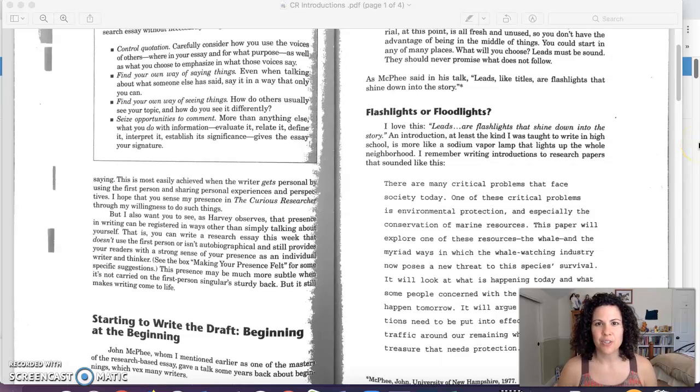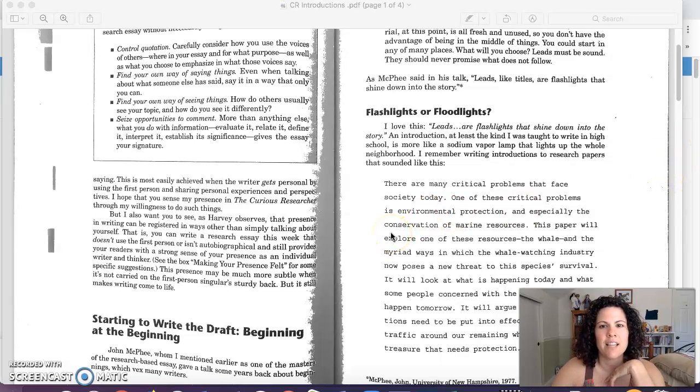Hi everyone. I want to talk to you a little bit about introducing your essay. Introductions are really important, and at this point in your essay, you are changing from the researcher-writer into thinking about who your audience is, and you want to start thinking about your reader. So I'm using Bruce Ballinger's chapter 4, starting to write the draft, and here you have it up.